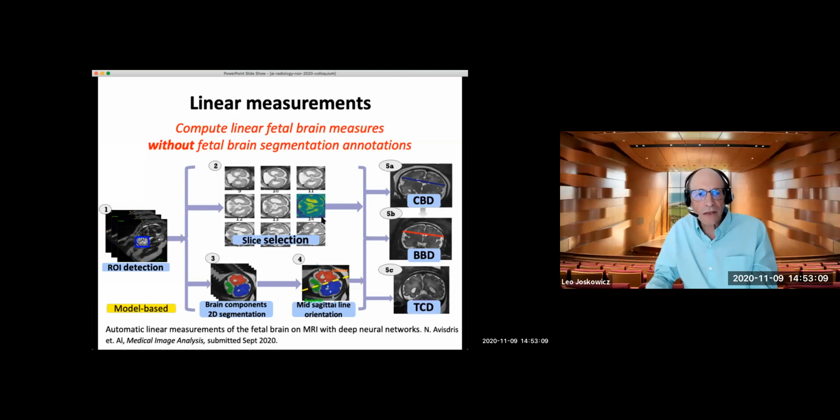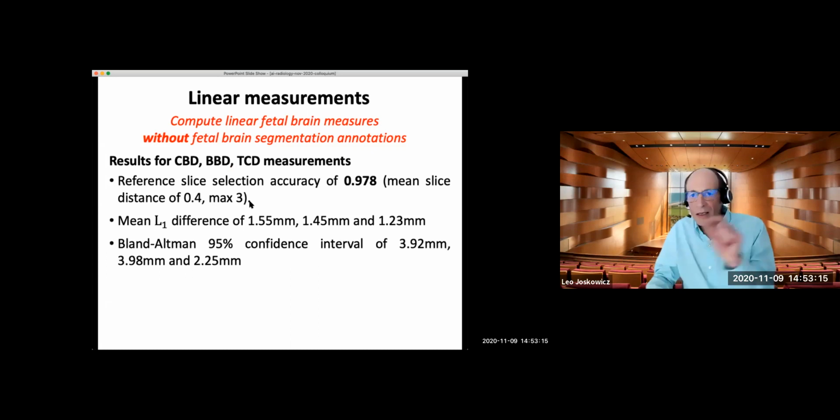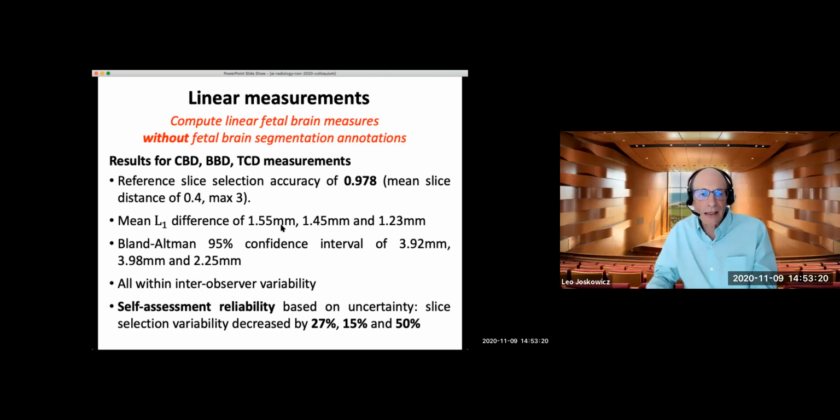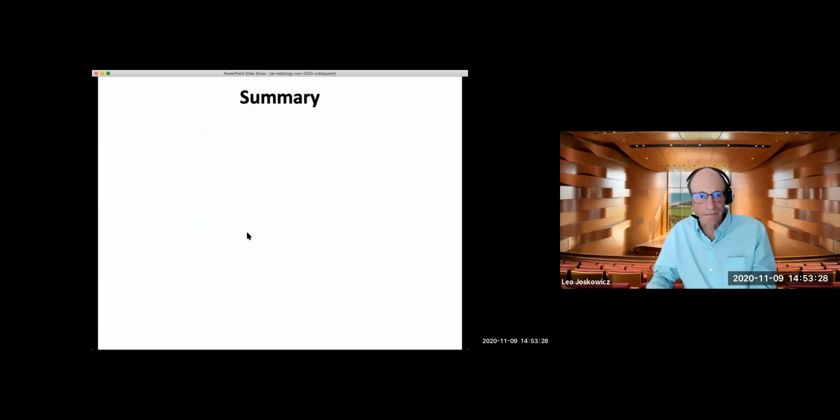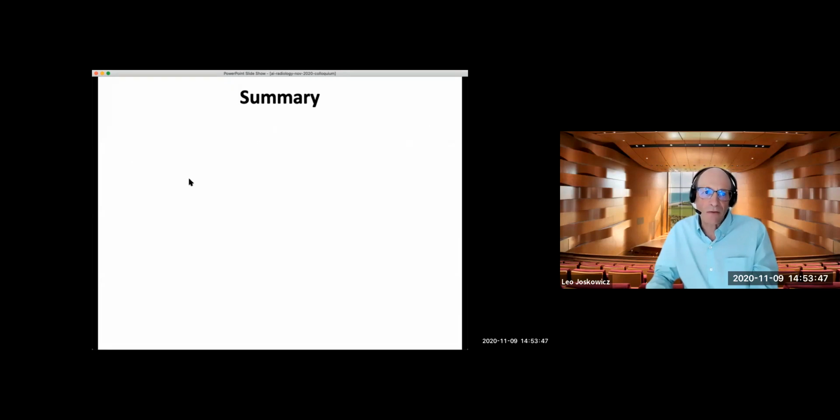Okay, so we were able to develop this type of network with only about 200 linear measurements. I'll skip the numbers, but basically we achieved results as good as observer variability in a very short amount of time with very few data. Okay, so that I can finish on time and allow for some questions. Basically, I've described to you with one single example a method that can achieve clinically useful results, can quantify the observer variability, and do this with a very small training set.